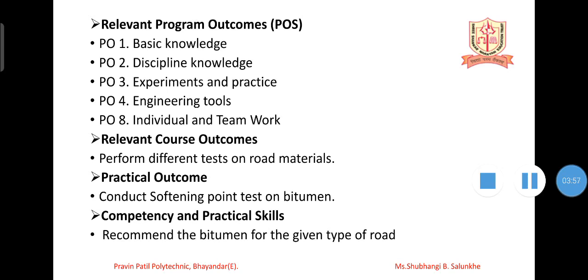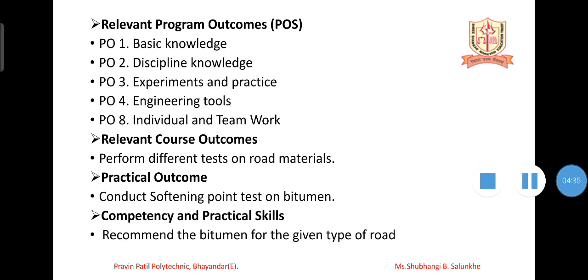What is experimental and practical? That is PO3, program outcome 3. It is the ability to plan and perform the experiment and the practical and to use the result to solve the engineering problem. By doing this practical, we can solve some engineering problems. Then engineering tools: apply relevant civil techniques and tools with an understanding of their limits. If we know the limits of each and every tool of engineers, then we can use it properly.